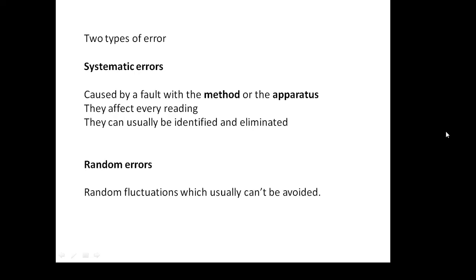There are two types of error. There are systematic errors and there are random errors. A systematic error is caused by a fault with the method or the apparatus. It's something wrong with the system, the way that you actually produced the readings. Characteristically, they will affect every reading. They can usually be identified and you can eliminate them. You can eliminate systematic errors. Random errors, I'll talk about in a bit. They're random fluctuations and they usually can't be avoided. They can be minimized but not avoided.